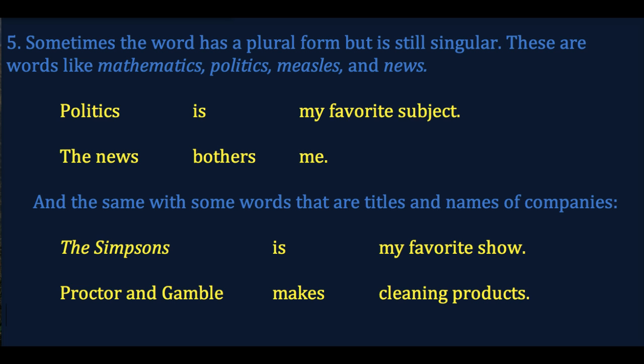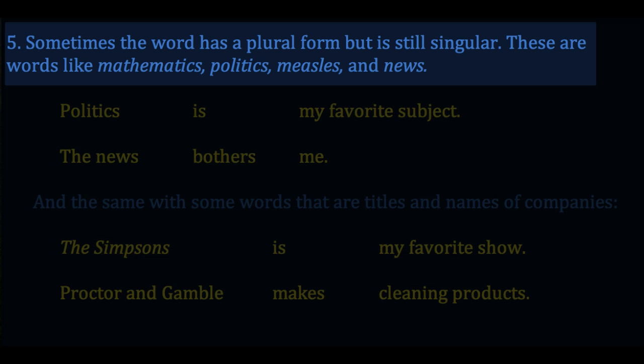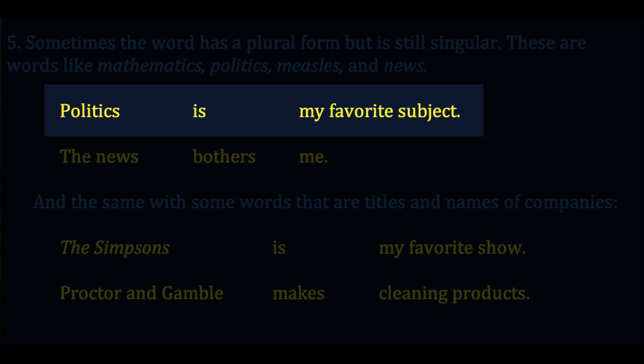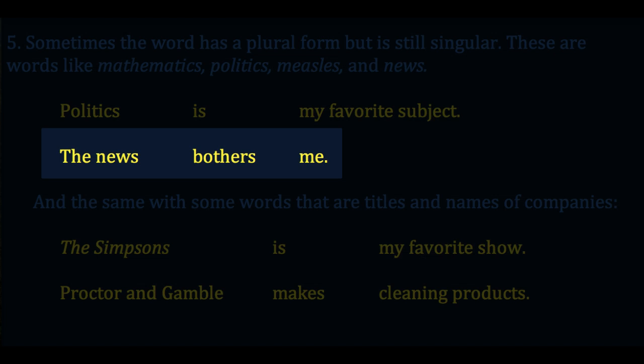And finally, sometimes the word has a plural form, but it's still singular. Words like mathematics, politics, physics, measles, news, they appear plural because they end in S, but they really are a singular thing. Like politics is my favorite subject. Politics ends in an S, but it's just one subject. The news bothers me. Collectively, the news is one thing that I watch at 6 o'clock. Even though it ends in an S, it is singular.